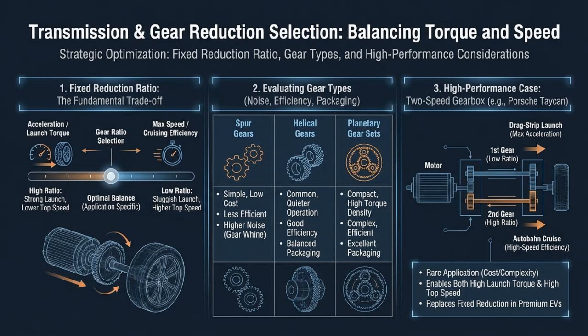Gear choice also affects noise because high-speed motors can create gear whine. Engineers choose between spur gears, helical gears, or planetary gear sets depending on noise, packaging, efficiency, and cost. High-performance EVs, like the Porsche Taycan, use a two-speed gearbox to balance acceleration and highway efficiency, but most EVs stick to a single-speed reduction system. Differential selection also depends on whether the vehicle is FWD, RWD, or AWD. In dual-motor EVs, software replaces mechanical differentials, enabling torque vectoring.